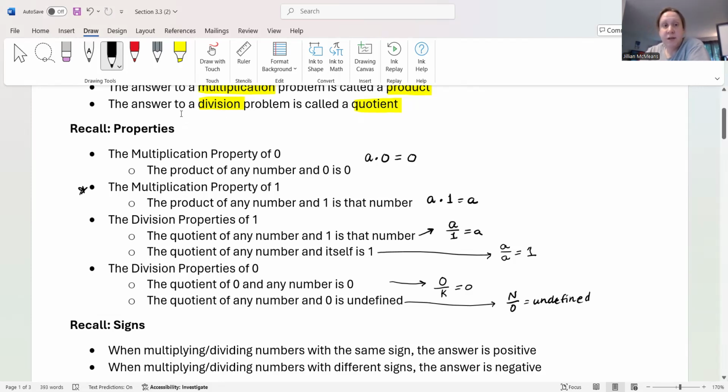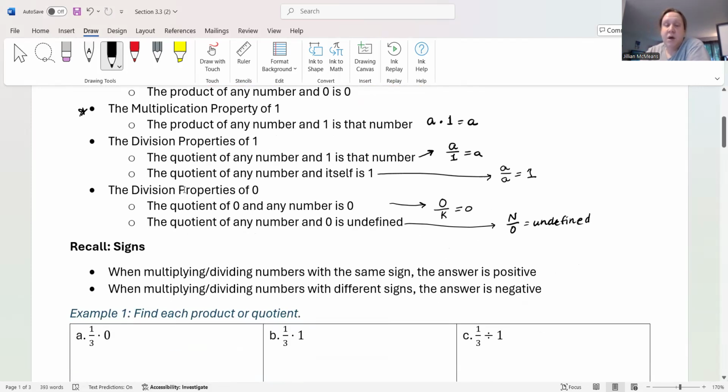And then finally, a quick review of signs. When you're multiplying and dividing, we have two rules that work for signs, and they work the same way for multiplication and division. If you're multiplying or dividing numbers that have the same sign, both positive or both negative, your product or quotient is always going to be positive.